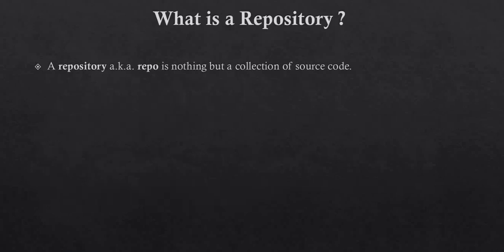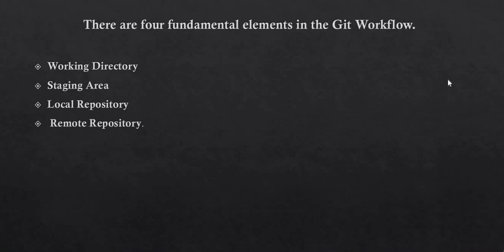What is a repository? A repository is also called a repo, and it is nothing but a collection of source code, like how I told you about the monster project. And we had a JS file and an HTML file in it. Similarly, when we work on advanced projects, we have advanced files. There are 4 fundamental elements in the Git workflow, which include the working directory, staging area, local repository, and remote repository.